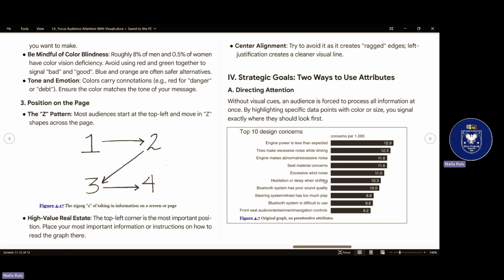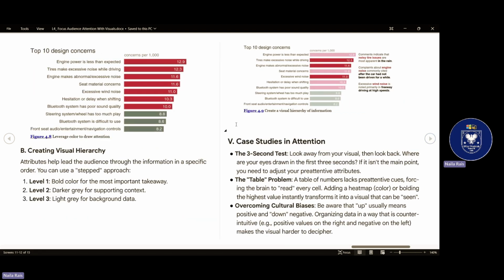So let's look at this figure 4.7, original graph, no pre-attentive attributes. So this is forcing us to process all information at once. But if I look at figure 4.8, leverage color to draw attention, now I can clearly see the values.